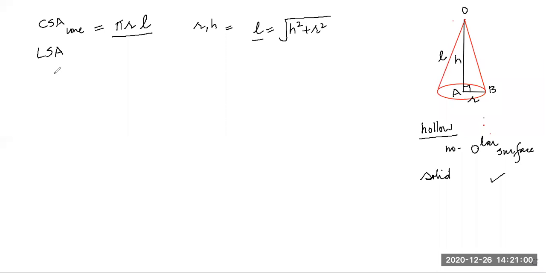Okay. Now, students, if the cone is solid, then we will talk about the total surface area. So the total surface area would be the curved surface area pi r l, plus pi r square.